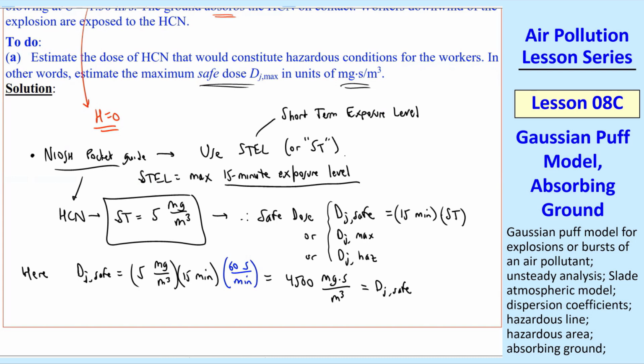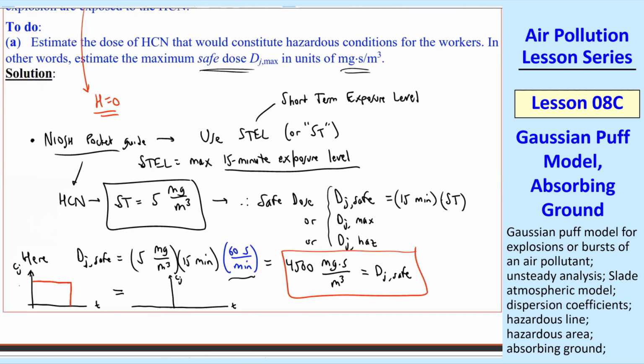So D_J safe is 5 milligram per meter cubed times 15 minutes times unity conversion factor, 60 seconds per minute. That gives us 4,500 milligram seconds per meter cubed as our safe limit. So what we're really doing is taking this area, which is S_T and 15 minutes, and equating it to the actual area that we're exposed to, which is the area under the Gaussian. So if we equate these areas, that's effectively what we're doing to calculate this safe dose.